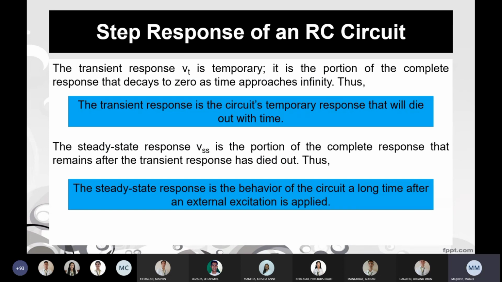Okay. So, transient response, V of t, is temporary. It is the portion of the complete response that decays to 0 as time approaches infinity. Thus, the transient response is the circuit's temporary response that will die out with time. Yung steady state response naman is the portion of the complete response that remains after the transient response has died out. Thus, the steady state response is the behavior of the circuit a long time after an external excitation is applied.